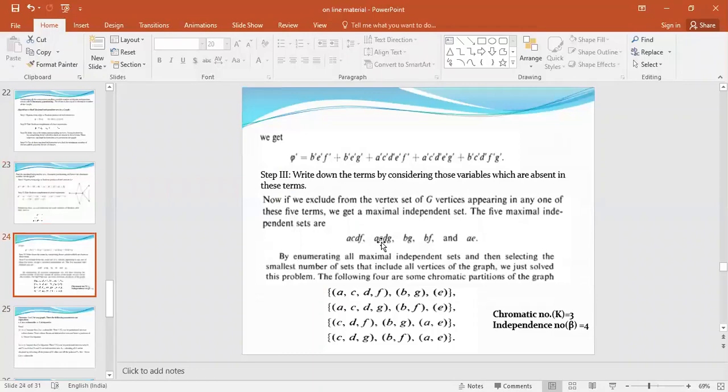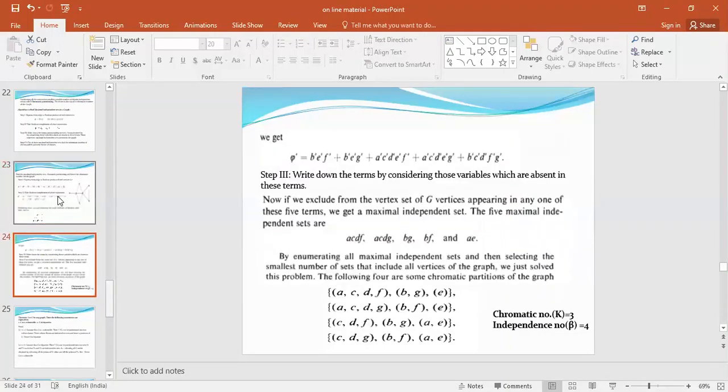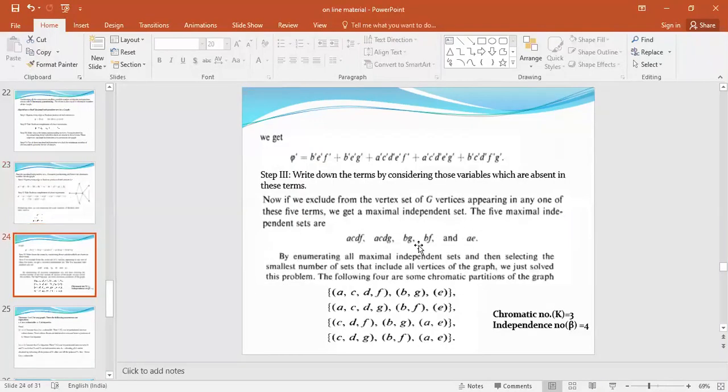Then the second was ACDG. So if we see ACDG, it is A, then C, and then D and G. So it is also a maximal independent set. Then is BG. With respect to B, we have already seen, it is only F and only G. So B and F and B and G, all are occurring in this expression. So BG is there, BF is there.